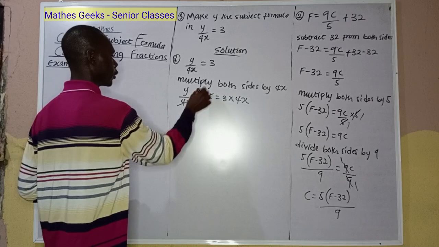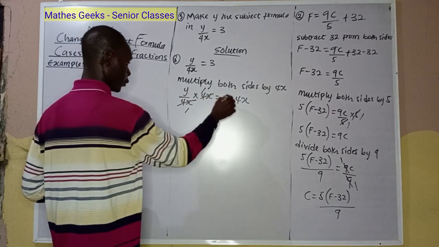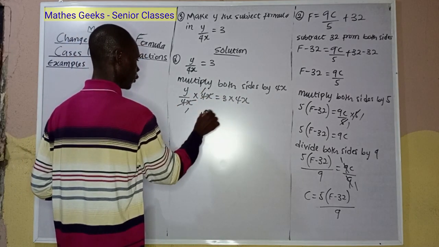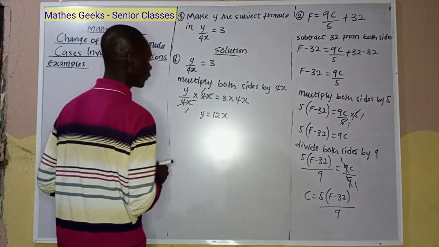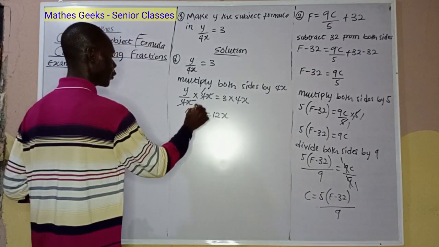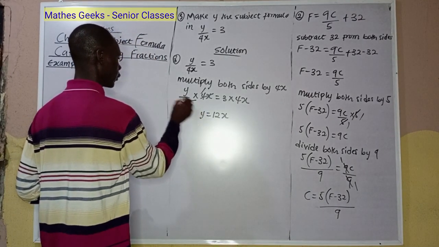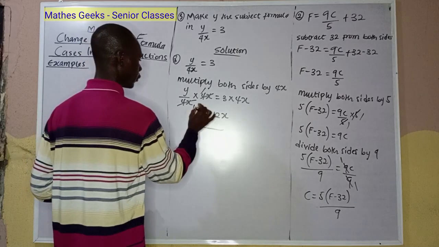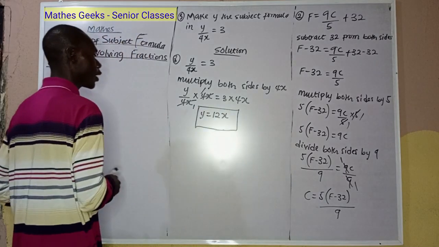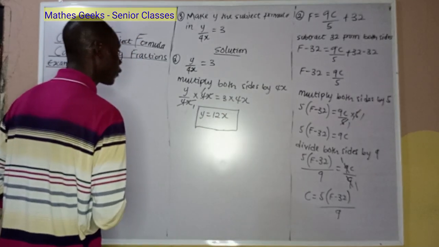So this will eliminate this. So 3 times 4x is 12x. So y is equal to 12x. This way, y has been made the subject of the formula.